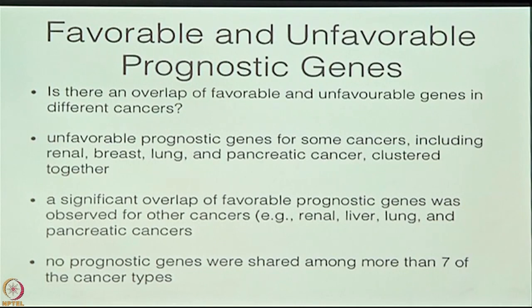Unfavorable genes for some cancers like lung cancer, pancreatic cancer clustered together. Favorable prognostic genes were seen in liver, lung, but there was an overlap of those genes there. And finally, no prognostic genes were shared in more than 7 of the cancers, which we thought was significant, because we didn't get it across the board saying favorable and unfavorable for everything.